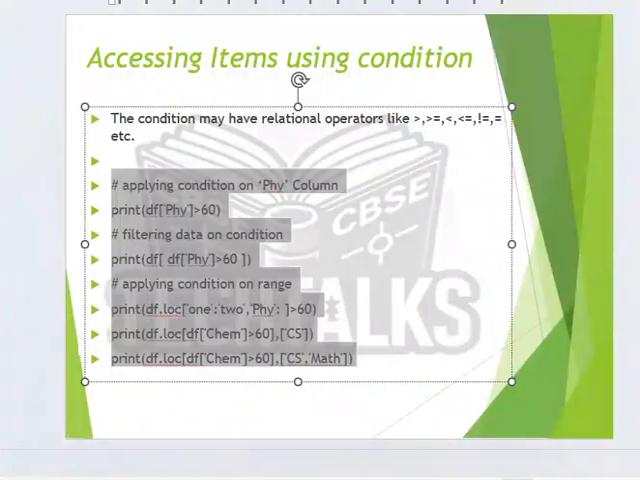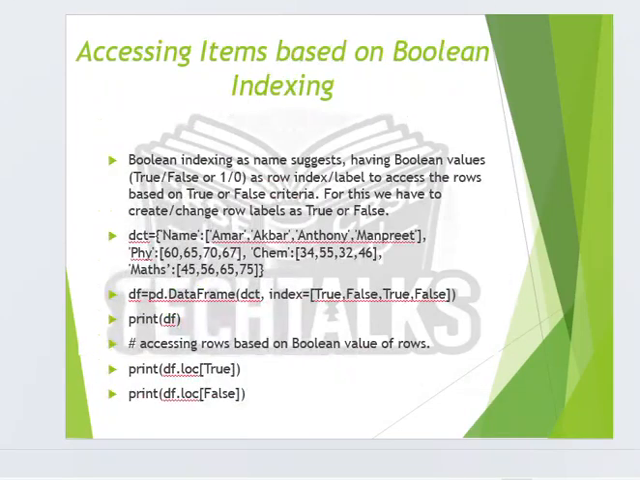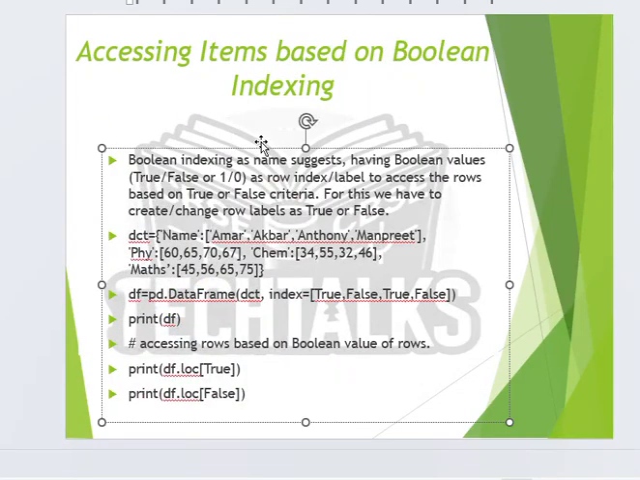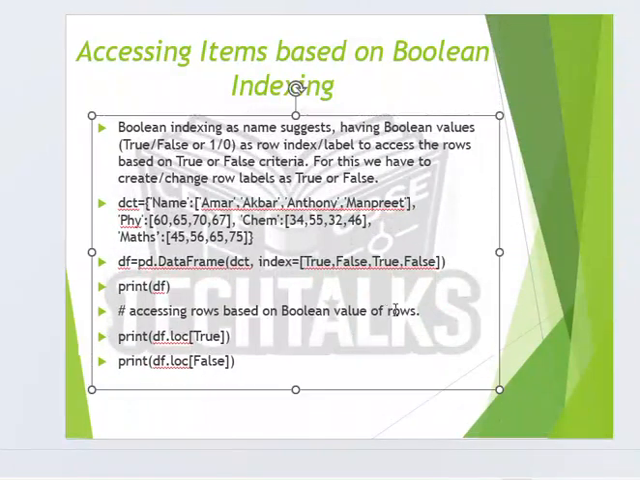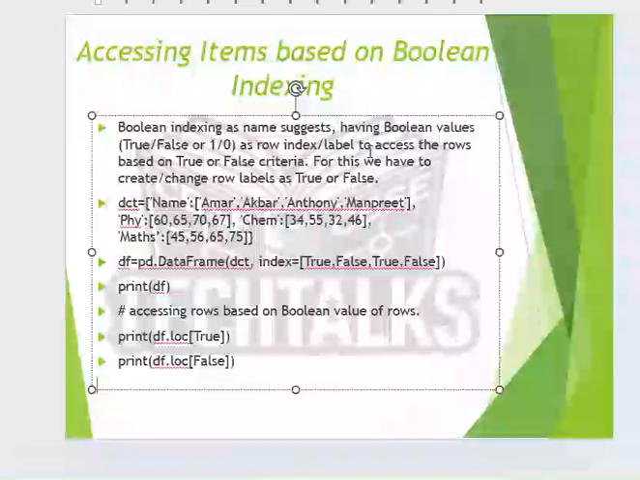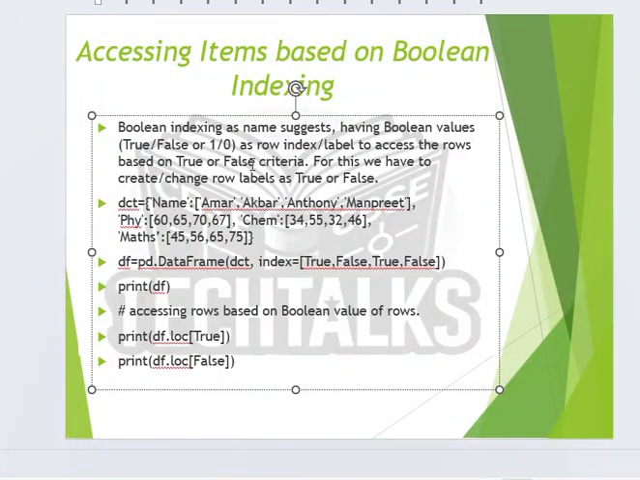Okay, let's move to the next. Now we are going to go with accessing items based on Boolean indexing. Boolean means true or false. As the name suggests, Boolean indexing uses true or false Boolean values, true is 1 and false is 0, as row index labels to access the rows based on true or false criteria. For this we have to create or change the row labels as true or false. We have used a dictionary, physics, chemistry, math, then we made the data frame, accessing rows based on Boolean values, true and false.